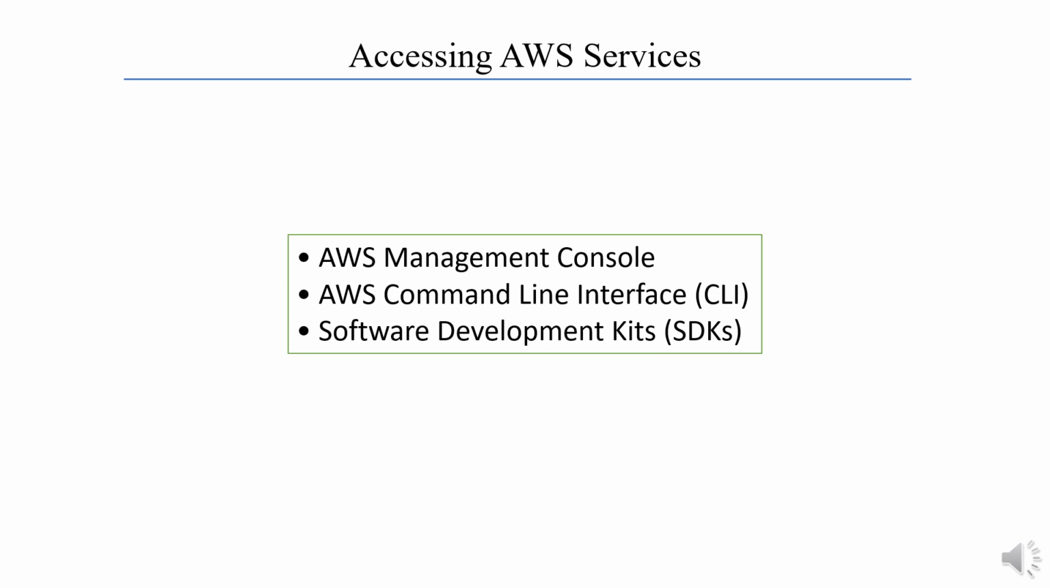Cloud computing provides access to resources and services over the internet. As a result, you need an internet-connected machine to access any cloud infrastructure. AWS Cloud resources and services can be accessed through the following ways: AWS Management Console, AWS Command Line Interface (CLI), and Software Development Kits (SDKs). Let's explain each of these access methods.